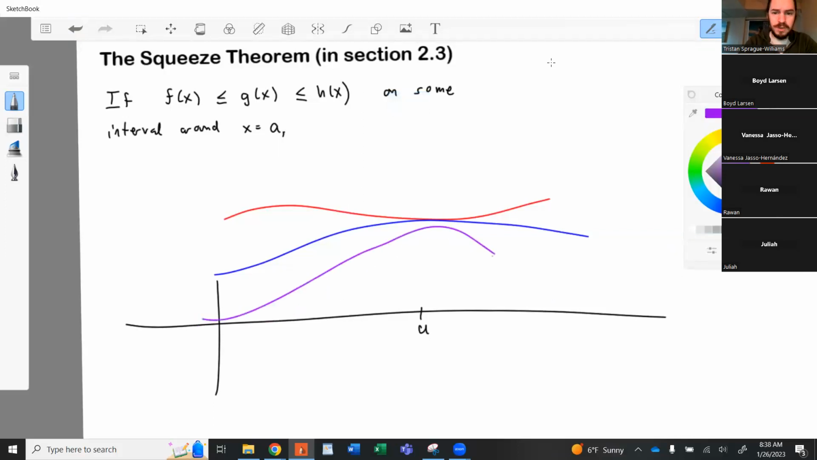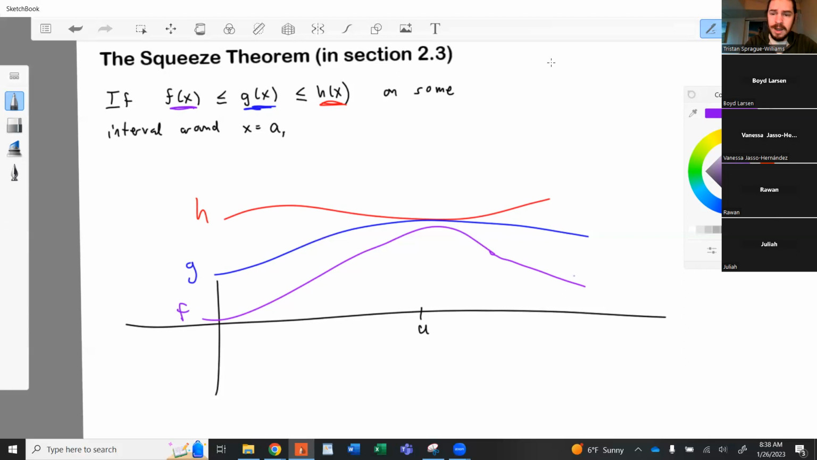I'm going to draw the picture the way I want it to be here, which is more or less like this. So the top one is F. Oh, sorry, no. Actually, the top one is H. I got to put that in the right order. Top one's H. The middle one is G. And the bottom one is F. Now, what it's saying is that it's top, middle, bottom on some interval around A.